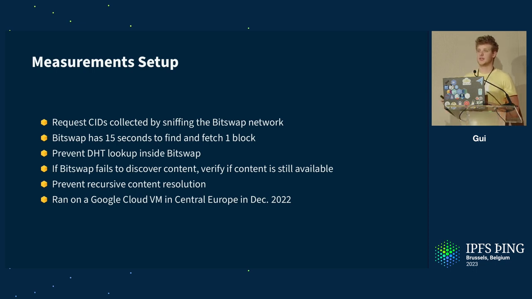And in the cases where Bitswap wasn't able to find a content, we still wanted to make sure that the content exists and is reachable somewhere. So we just make a DHT query, and if the DHT query succeeds, it means that Bitswap failed to retrieve the content. And if the DHT query doesn't find anything, it means that the content is unreachable, and so it's not a Bitswap problem. We also prevented recursive content resolution, which means that for CIDs, if you request a root CID in Kubo, it's going to retrieve all of the content that is included inside this block. And so we didn't want that. We wanted to retrieve a single block only. And this experiment has been run in December last year from a Google Cloud VM in Central Europe, which is relevant for the latencies. I mean, it's relevant to know this information when we get to latencies.